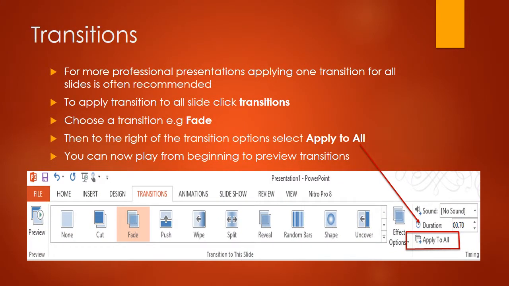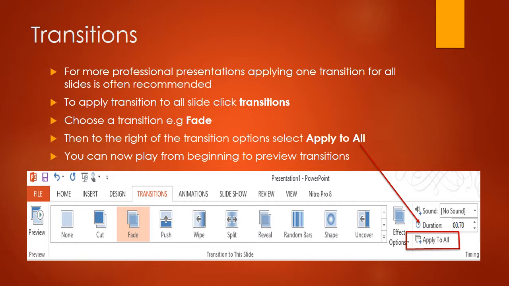Now for a more professional presentation, applying one transition to all slides is often recommended. To apply a transition to all slides, again you select Transitions, then you select the transition that you like. So for example, we selected Fade here, and then you simply select Apply to All.